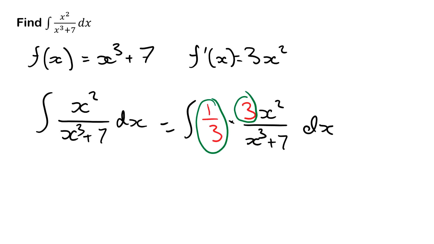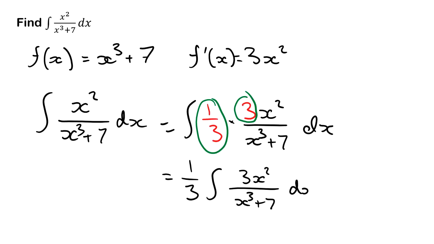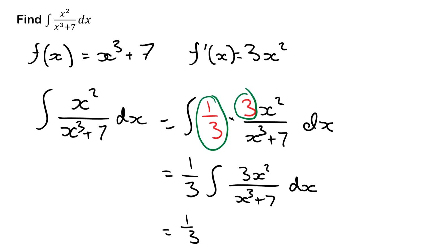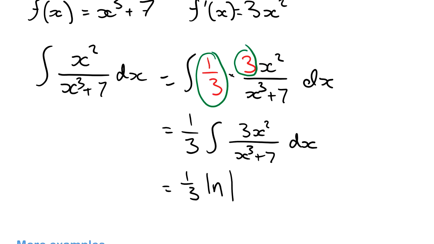Because we have a 1 over 3 out the front, that counts as being a constant, so we can factorize that out the front, and we get 3x squared over x cubed plus 7 dx, which now fits our derivative over the original function. Now that we've got that, we've got 1 over 3, and then we can use our formula up here, which is ln of the original function, which was x cubed plus 7, plus c.